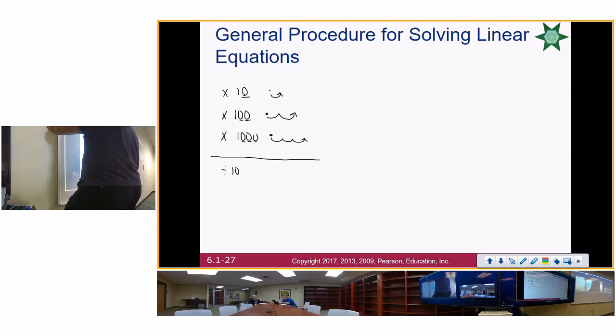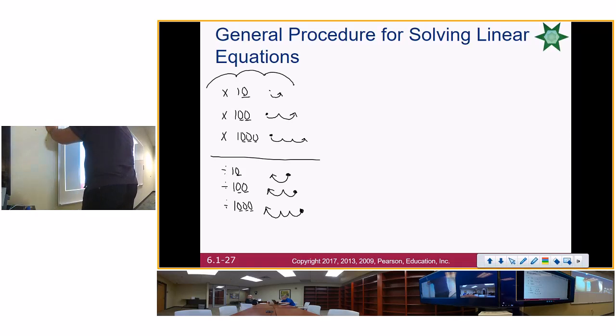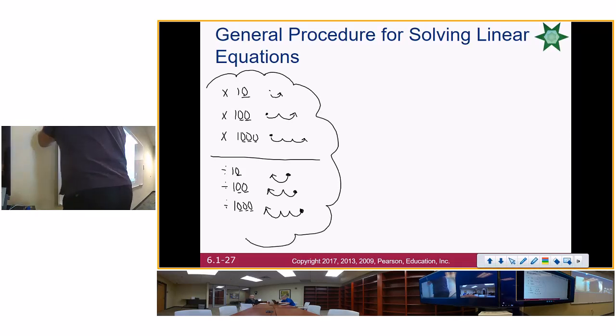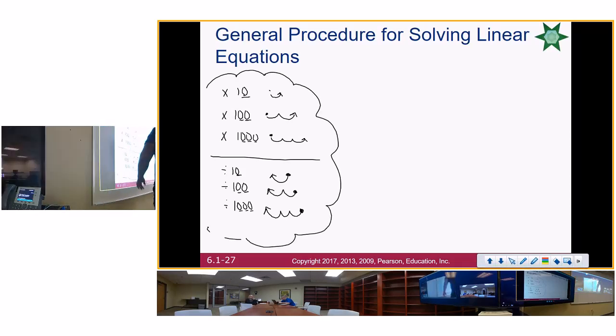Since it's 1 0, you move the decimal to the left one place. Divided by 100, you move the decimal 2 places to the left. Divide by 1,000. Since you got 3 zeros, you move the decimal 1, 2, 3 places to the left. So that's your little secret weapon that you got whenever you clear the fractions. So, decimals.